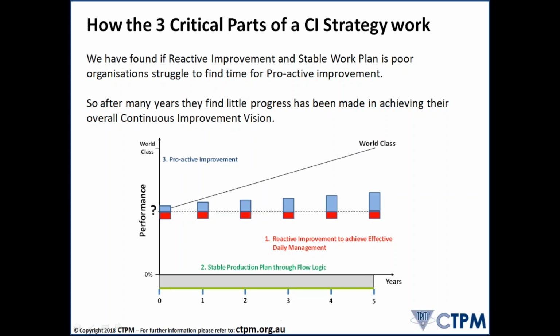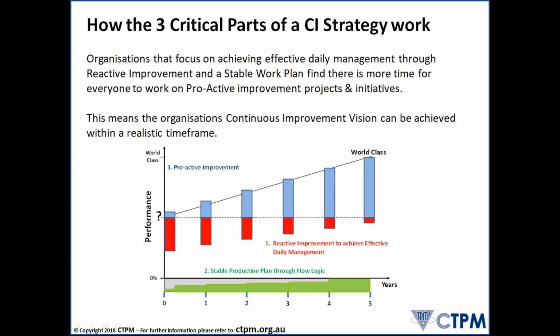And as you can see, over time you become less and less impactful in your proactive improvement approaches if you don't focus on reactive improvement. Also, your stable production plan, which is your daily or weekly work plan, doesn't change either. So you can't become more effective in achieving your work plan for the week if you're still getting the disruptions that you aren't resolving in your reactive improvement. So all three are interlinked.